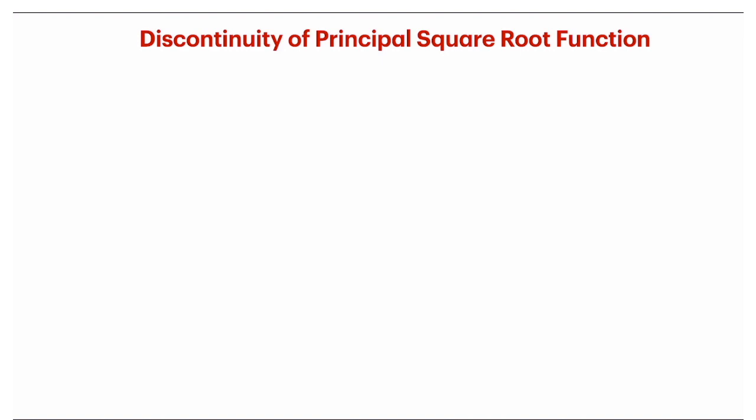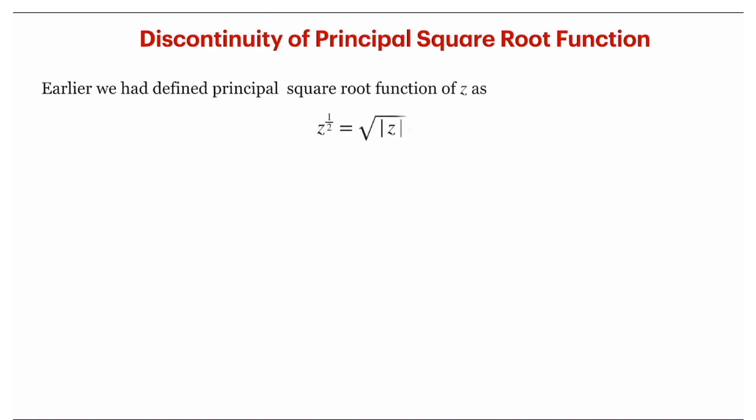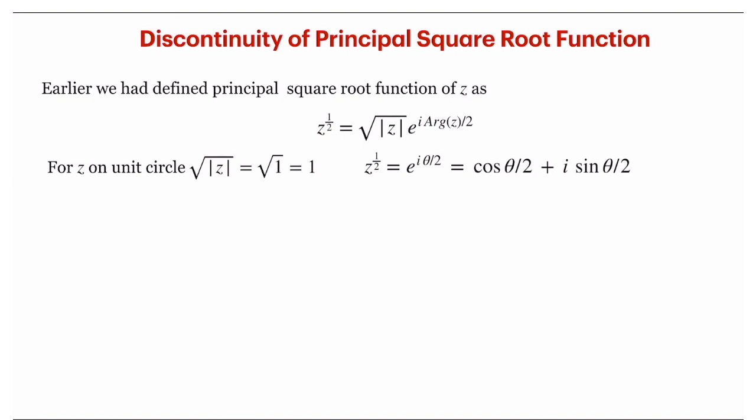Discontinuity of the principal root function. We have earlier seen the definition of the principal root as z to the power half equal to the square root of modulus z times e to the power i argument of z by 2. The function is double valued, but we have taken only the principal component, that is the principal argument of z only. The other values are ignored, and then we call it the principal square root function. So let's look at what happens to this function on the unit circle. Let's assume that modulus z is 1, and the square root of that is also 1.